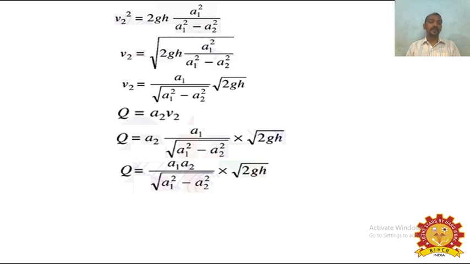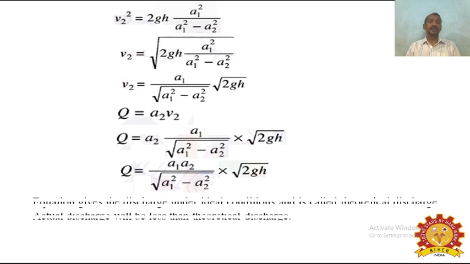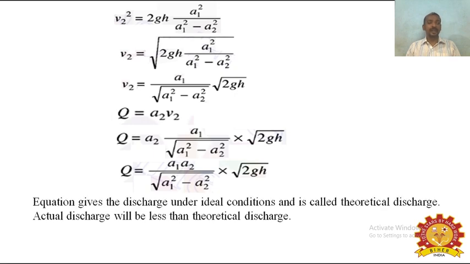So here we find the theoretical value. We calculate the theoretical value from the equation under the given conditions, and it is called the theoretical discharge. Actual discharge will be less than that, so we have to multiply with the coefficient of discharge. So Q actual is equal to C suffix D, the coefficient of discharge, into A1 A2 divided by root of A1 square minus A2 square into root of 2GH. That should be written here. And the coefficient of discharge value is always less than 1.